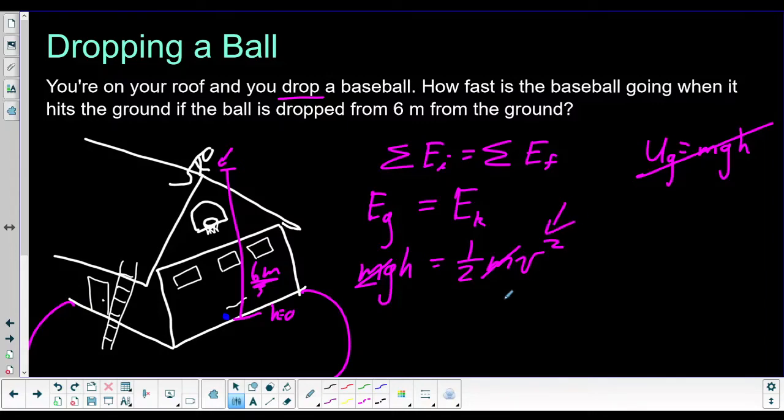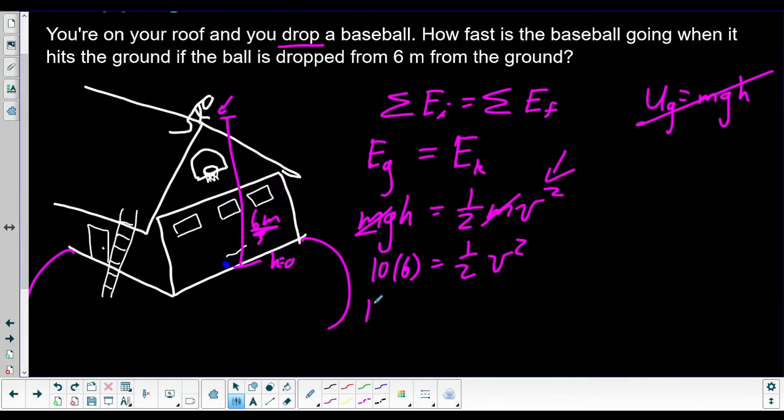Now we're just looking for this velocity. So g is 10, h is 6, equals 1/2 v squared times 2. So 60 times 2 is 120 equals v squared. We take a square root, and it's going to be just under 11, right? Because 121 would be 11. It's 10.95 meters per second. Now, we could say that it's negative because it's going downward.